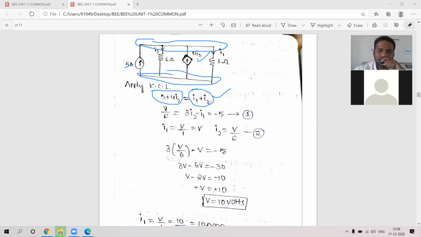So let us continue this equation. 4i2 is there and i2 plus i2 is there. If I shift i2 this side, you will get 3i2. This is 3i2 minus i1 is equal to minus 5, I got.